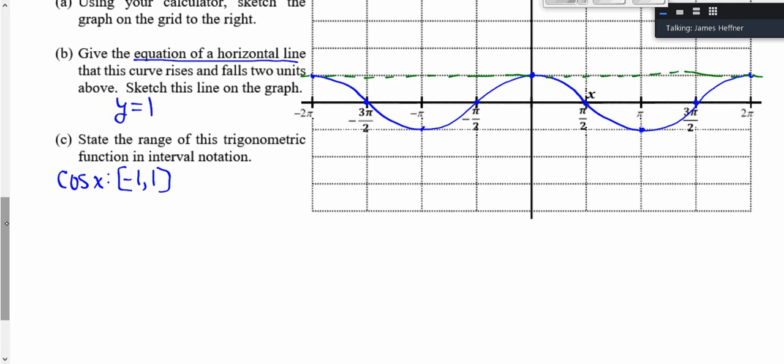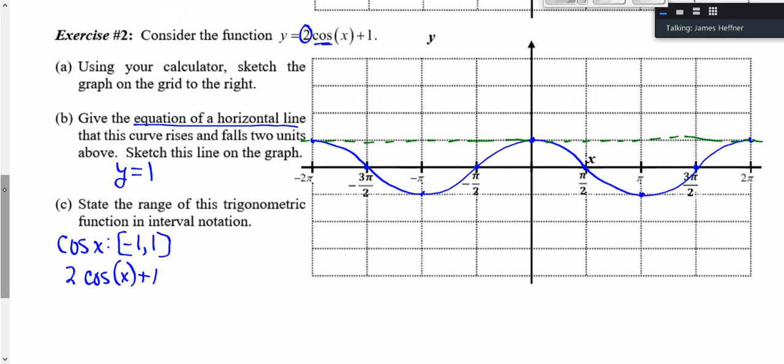But what about 2 cosine x plus 1? Maybe we should graph that first, okay? So we're shifting it up 1. Different color. So we're going to start up here. I always like to start here. Oh, wait a minute. We're multiplying by 2, though, aren't we?